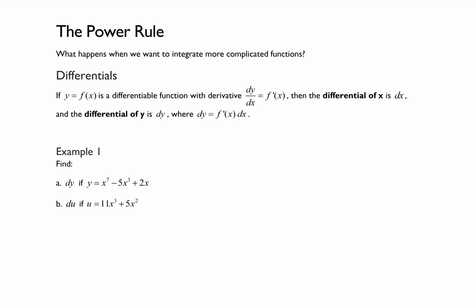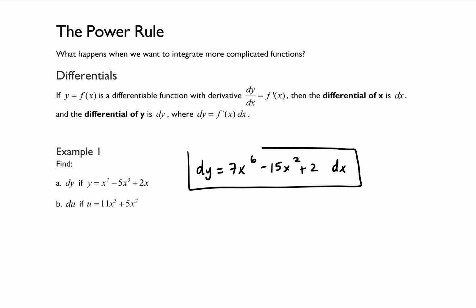Example 1 says, find dy if y is equal to x to the 7th power minus 5x cubed plus 2x. So we want to find dy, and that's equal to f prime of x times dx. So we have 7x to the 6th minus 15x squared plus 2 dx. Part B says find du if u equals 11x cubed plus 5x squared. So du would equal 33x squared plus 10x dx.